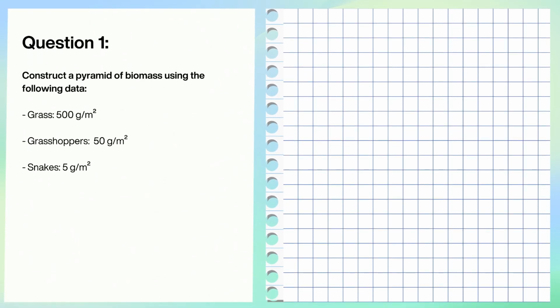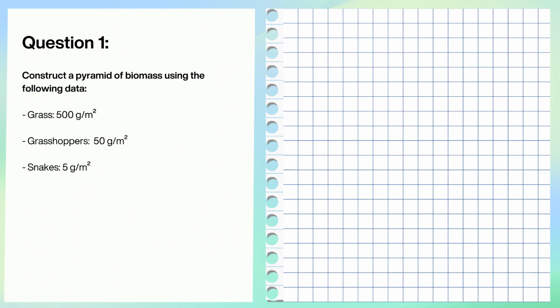Let's work through some questions to consolidate our knowledge on constructing accurate pyramids of biomass from appropriate data. Question 1. Construct a pyramid of biomass using the following data. The mass of the grass is 500 grams per square meter. The grasshoppers have a mass of 50 grams per square meter, and the snakes have a mass of 5 grams per square meter.